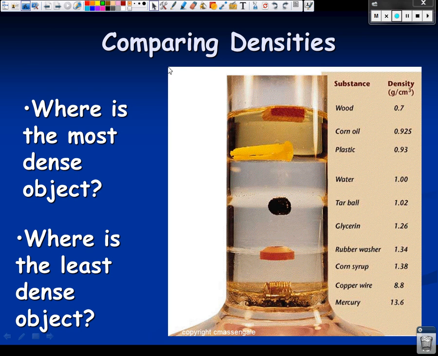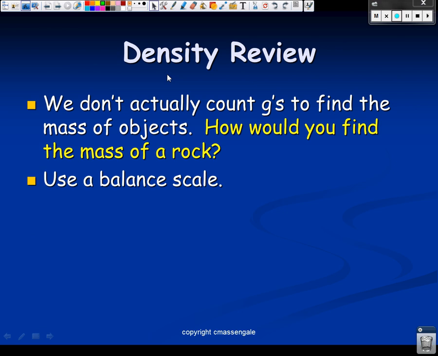Very toxic. Okay. So, density review. Now, this is a silly question, and I get silly answers, but it's really a straightforward question. We don't actually count G's. A minute ago, we had to count those letter G's to find the mass of an object. How would you find the mass of a rock? What would you do? The mass of it. Put it on a balance. You just use a balance, okay?